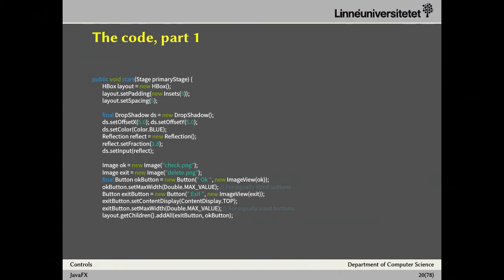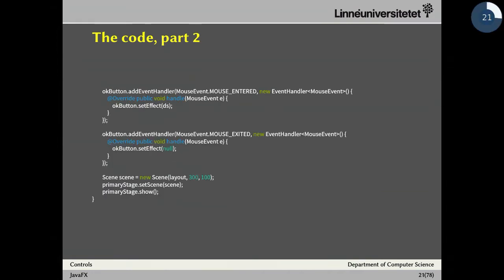For the exit button, we set this image with a new ImageView for this exit image. And we set the content display to top, meaning that we want our little icon on top of it. And then we add them all to the layout.